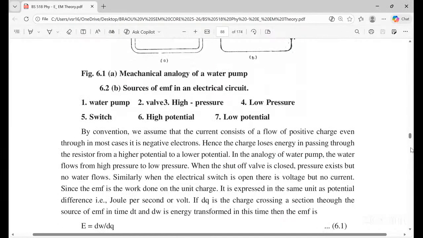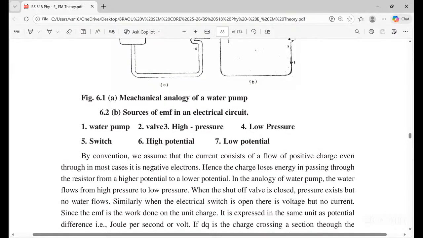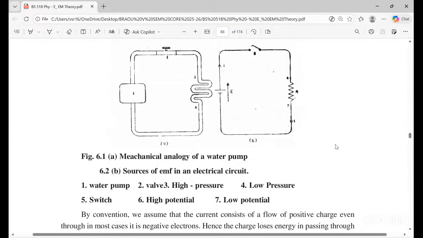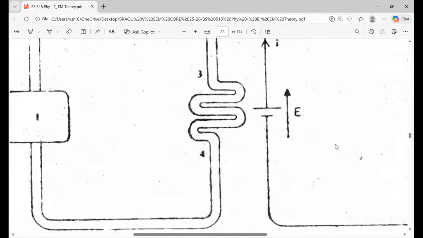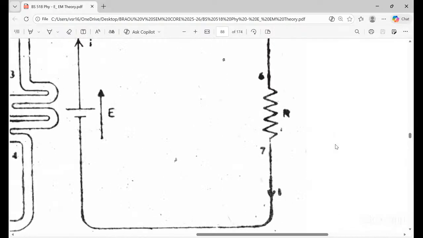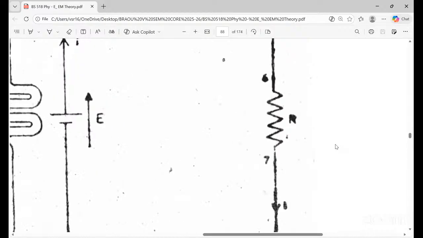The same thing: water pump and valves are there. Where is the high pressure and where is the low pressure? High pressure is at the source, so the current is coming. If it is in a zigzag manner, the pressure should be reduced here, because it is not direct. Similarly here also, if it is in a zigzag, the pressure is reduced and less current comes out.